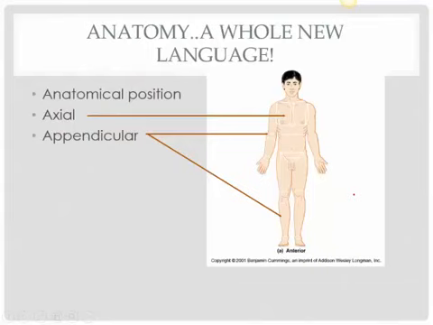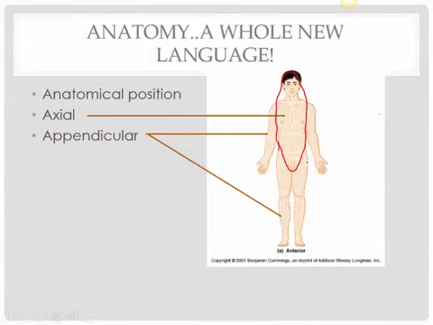So based on this standard position, the first two terms we use are, this torso area is called axial. Anything to do with this is axial. For example, axial skeleton, axial musculature. So muscles of the head, neck, the chest and the trunk belong to axial muscles. The skull, the vertebrae, the ribs, they belong to the axial skeleton.